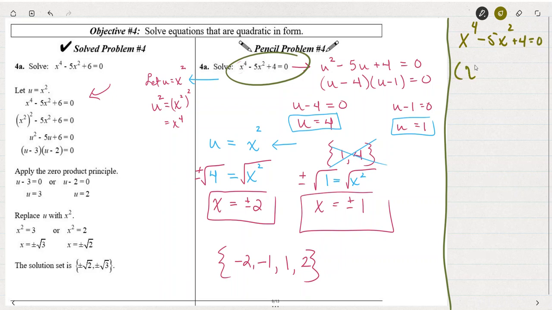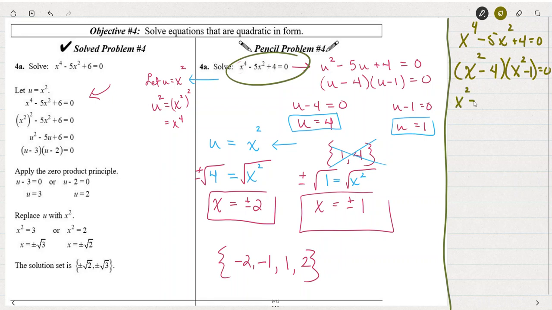It would be x squared minus 4, times x squared minus 1. And if you use the FOIL, first times first is x to the 4th, minus 4x squared minus 1x squared simplifies to minus 5x squared. Negative 4 times negative 1 is plus 4.